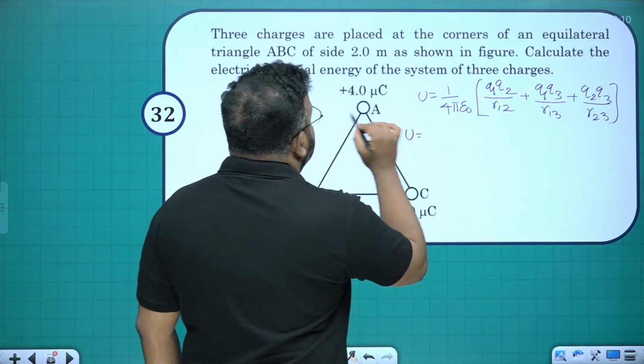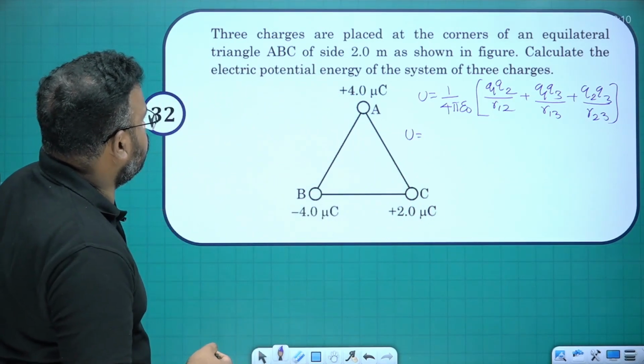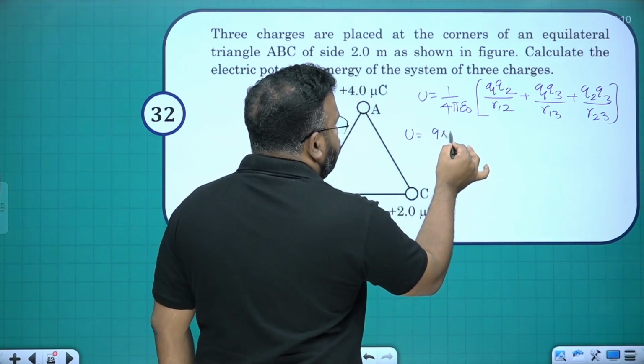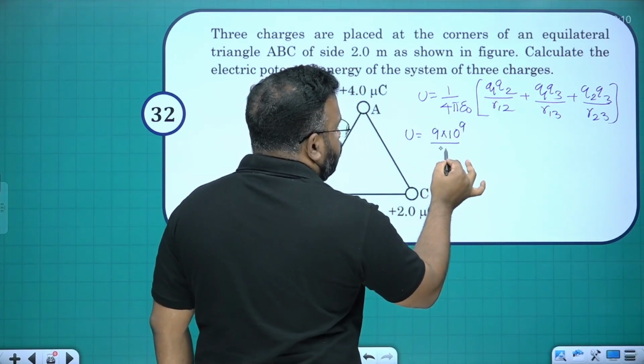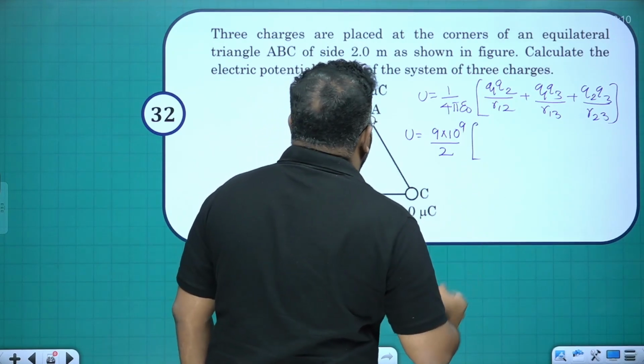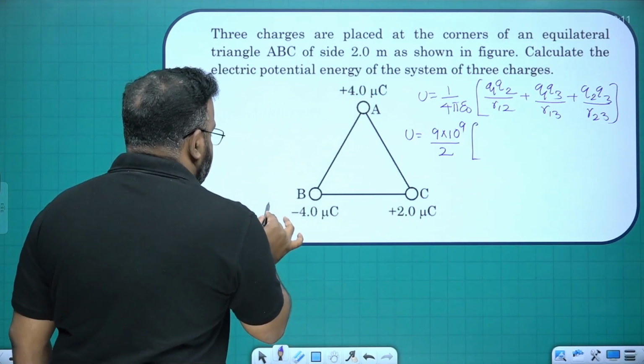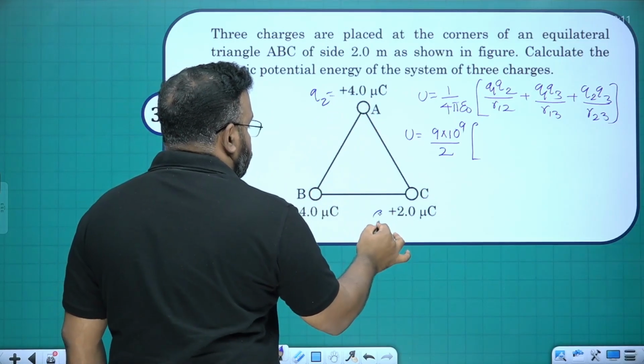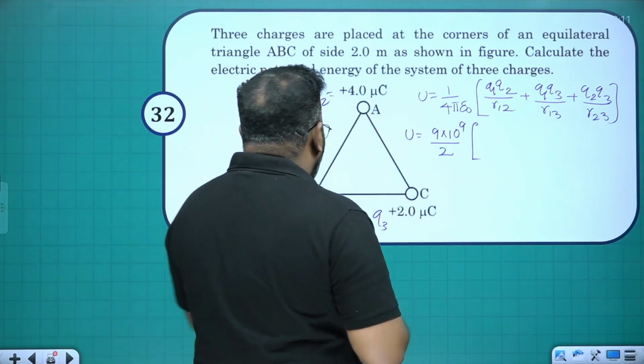It is equal to, what is distance? It's an equilateral triangle. Distance is 2 meters. So denominator is 2. So this is 9 into 10 power 9. I'm going to take that denominator 2 also out because it is same. Q1 into Q2. We can take this as Q1, this as Q2, and this as Q3. Okay. And all are micro.